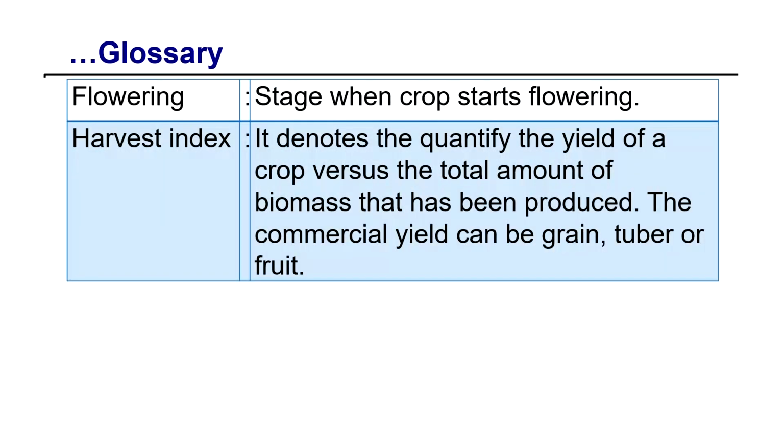Now, flowering for any crop is the stage when the crop starts producing flowers. Harvest index denotes the yield of a crop versus the total amount of biomass produced. In a simple way, it can be defined as economic yield divided by biomass or biological yield, multiplied by 100.